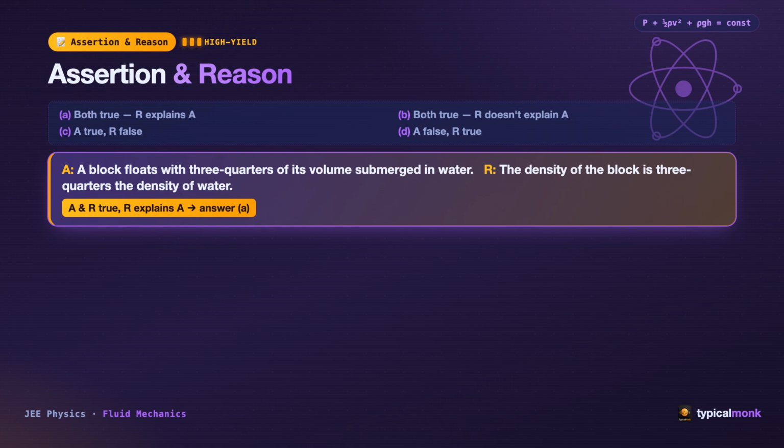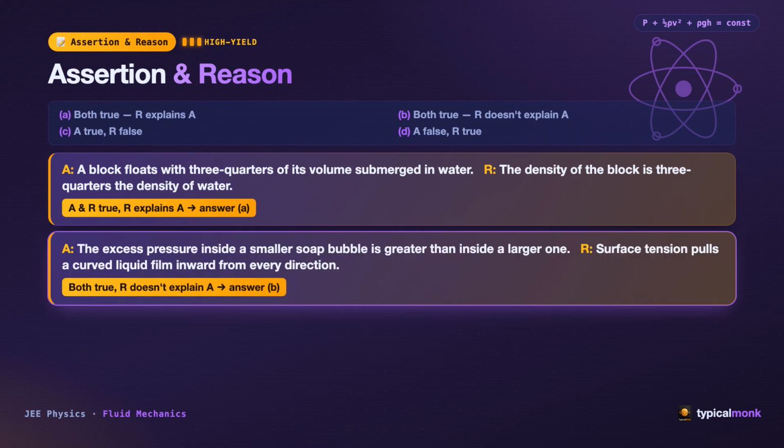First one. Assertion: a block floats with 3/4 of its volume submerged in water. Reason: the density of the block is 3/4 the density of water. Think like SATA. Check each statement, then the connection. Floating means weight equals the buoyant force. So the block's density times its full volume must equal water's density times 3/4 of that volume, and that gives exactly the reason stated. Both true. Reason explains. Option A.